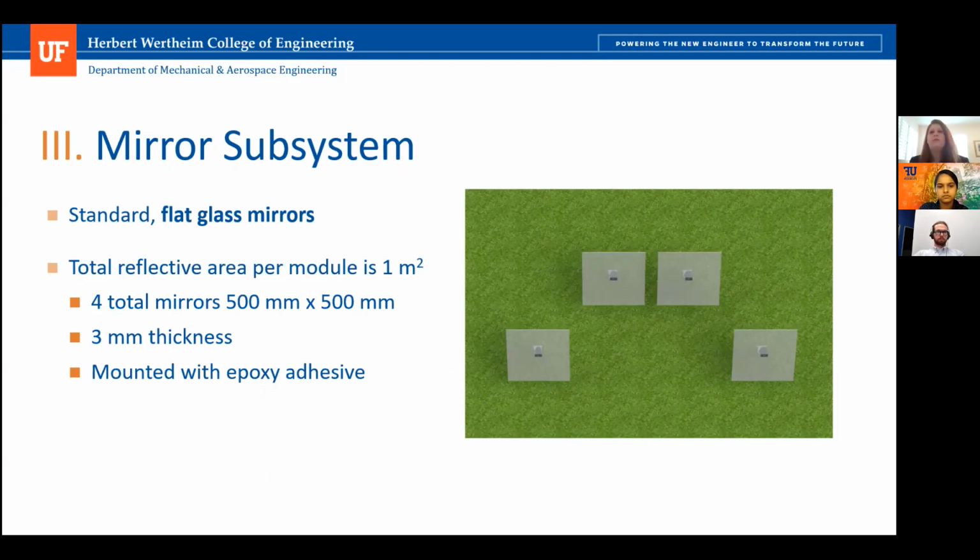So the mirrors that we use in our subsystem are standard flat glass mirrors. The total reflective area per module is 1 meter squared. There are 4 total mirrors, each 500 millimeters by 500 millimeters with a 3 millimeter thickness, and they are mounted onto the bracket mount using an epoxy adhesive with resin. Next slide, please.